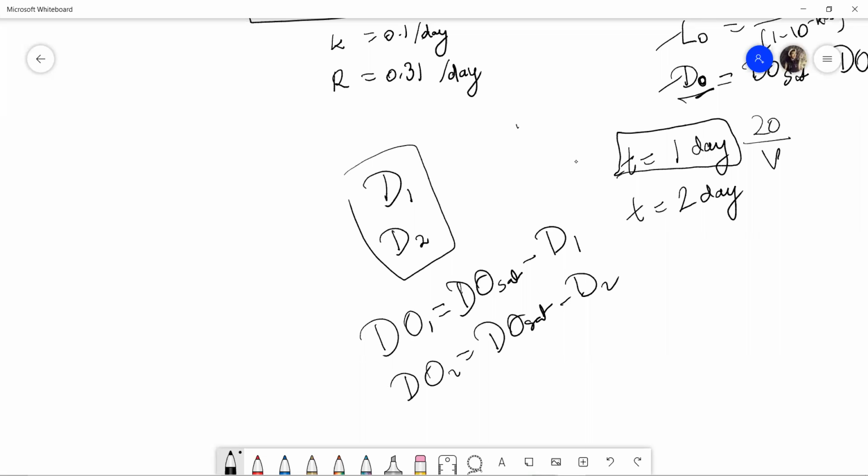Any doubt you have in this, anyone? In solving the problem? Anything you didn't understand? Please tell me. You can text me privately also, if you didn't understand anything.